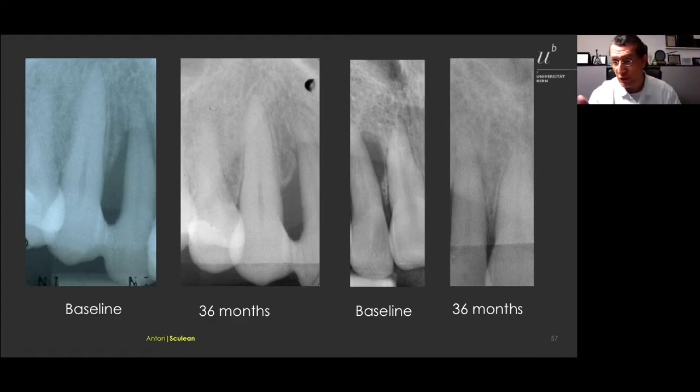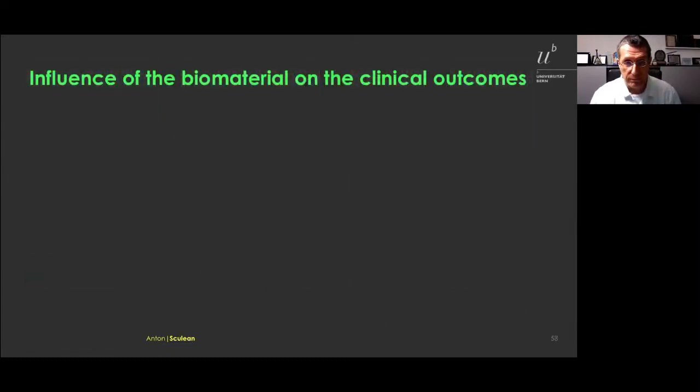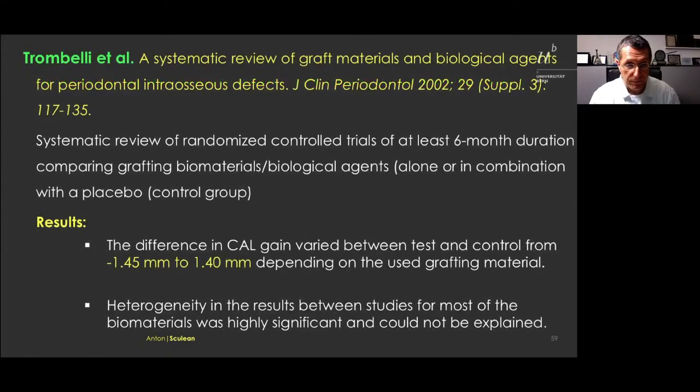Now it's about 6 years ago. The patient still has the tooth, very happy. Maybe the recession could be corrected, but she is happy with the final outcome. What about the influence of the biomaterial on the clinical result?